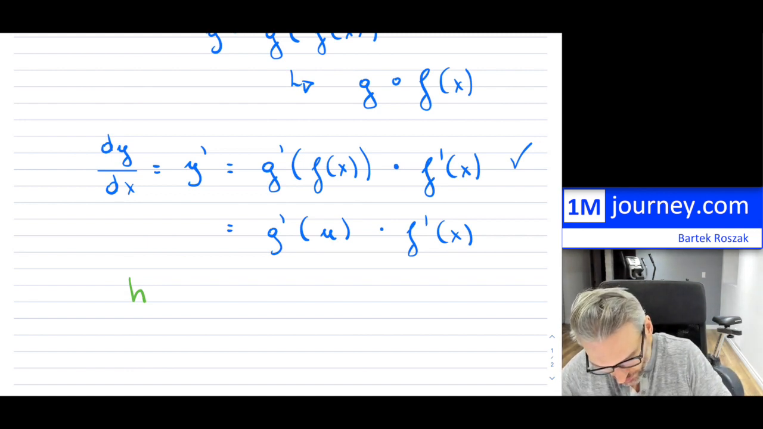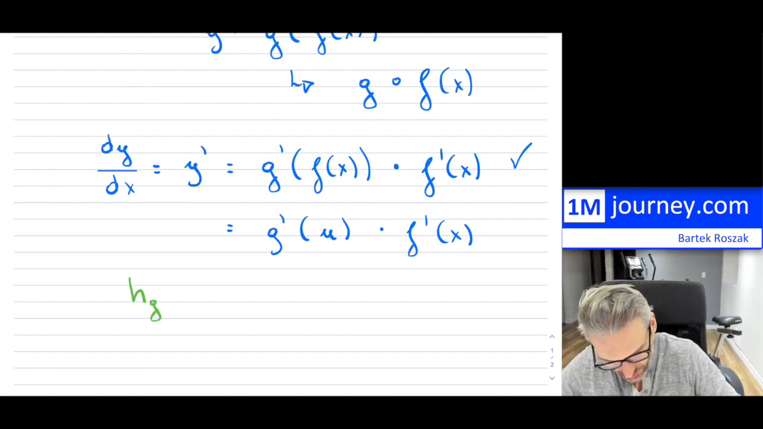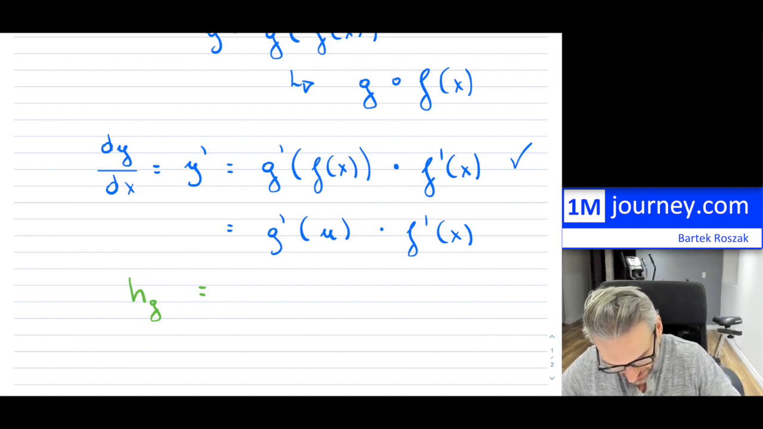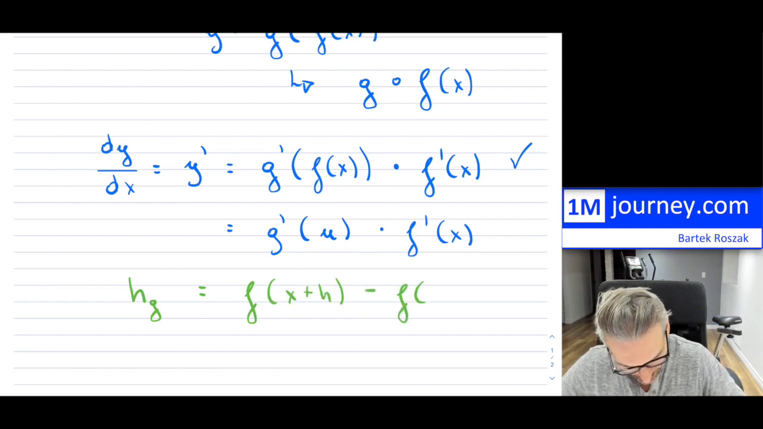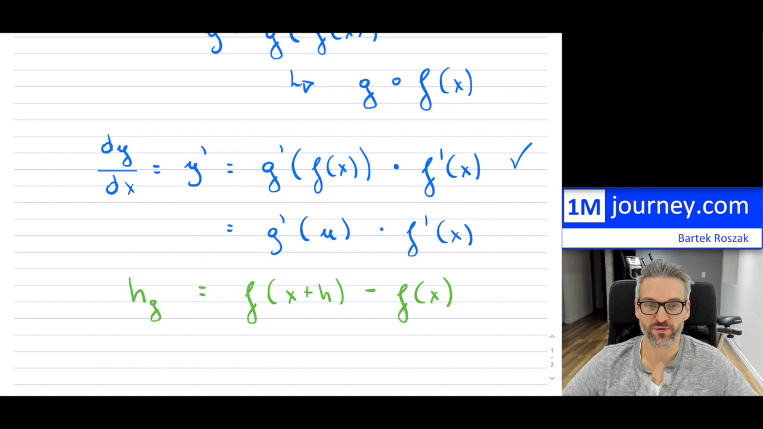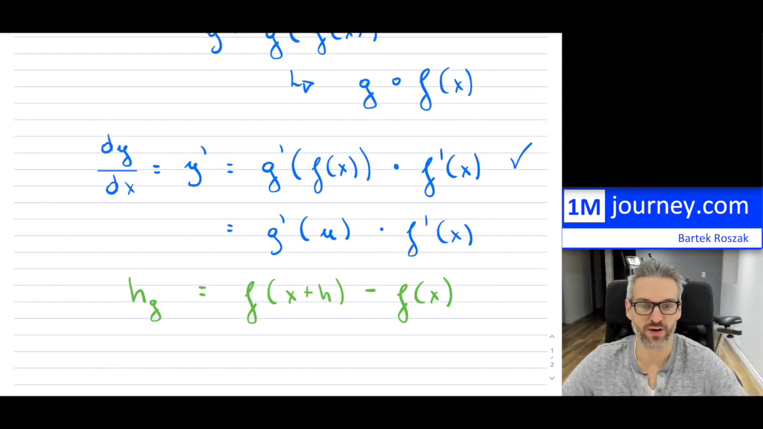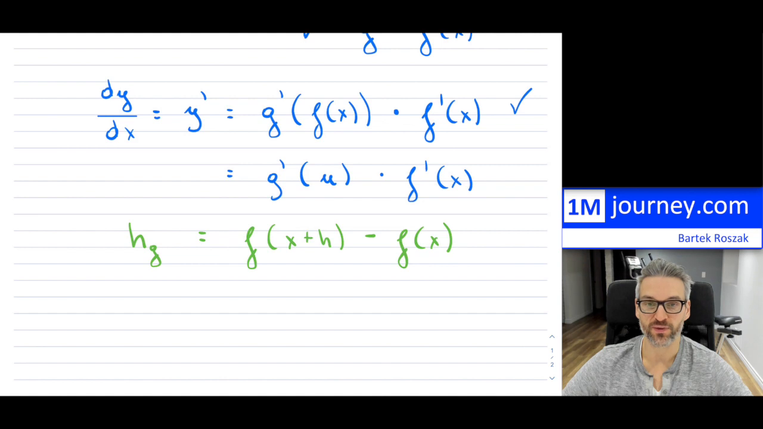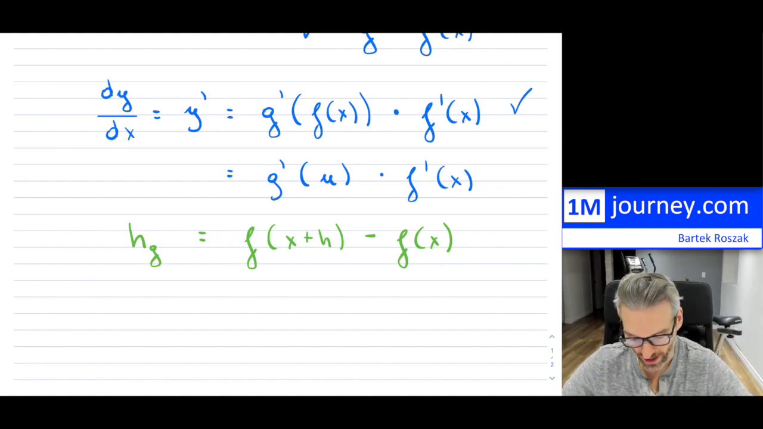Now, I'm going to take an h, but with respect to this function g, so it still tends towards 0, and I'm going to define it in a very odd way, you might think. This is going to be defined as f of x plus h minus f of x. It looks like a difference with respect to my initial function f. Now, why am I defining it like this? You'll hopefully see shortly in this reverse engineered way of the proof.